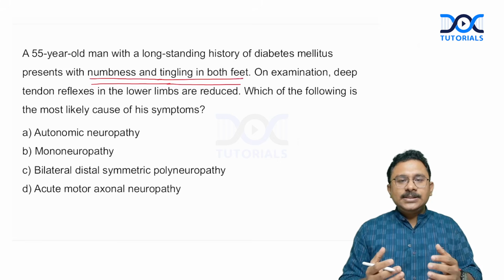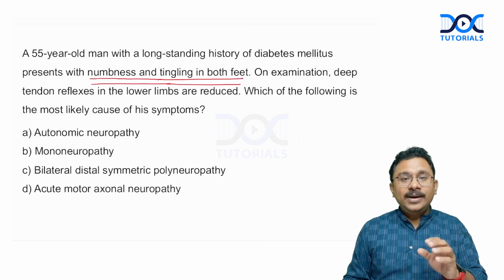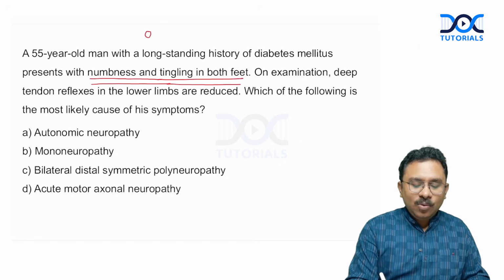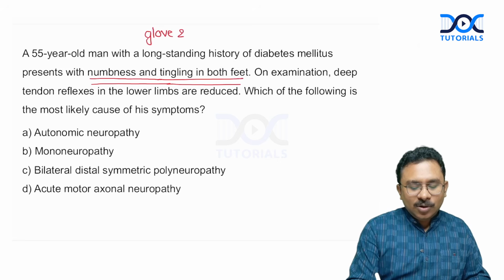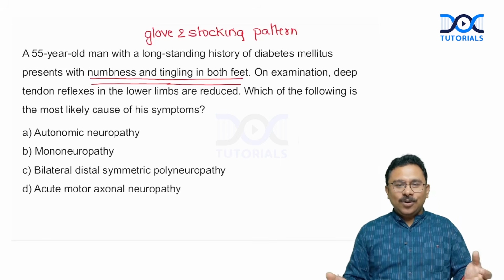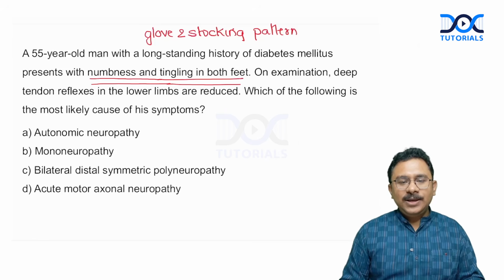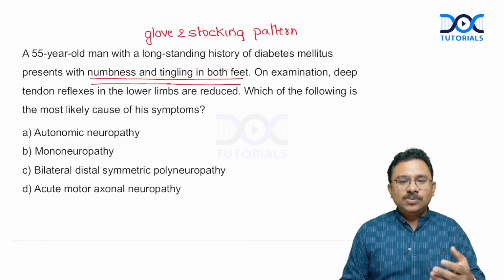And this is like any other diabetic neuropathy, first involving the lower limbs, because we know that diabetic neuropathy has the typical glove and stocking pattern. Though the name is glove and stocking pattern, the area that is first involved is the stocking region. Okay. So the patient has developed a diabetic neuropathy, and on examination, you can see that the deep tendon reflexes in both the lower limbs are reduced. Which of the following is the most likely cause of the patient's symptoms is what the question is asking you. So it is a diabetic neuropathy, I told you.